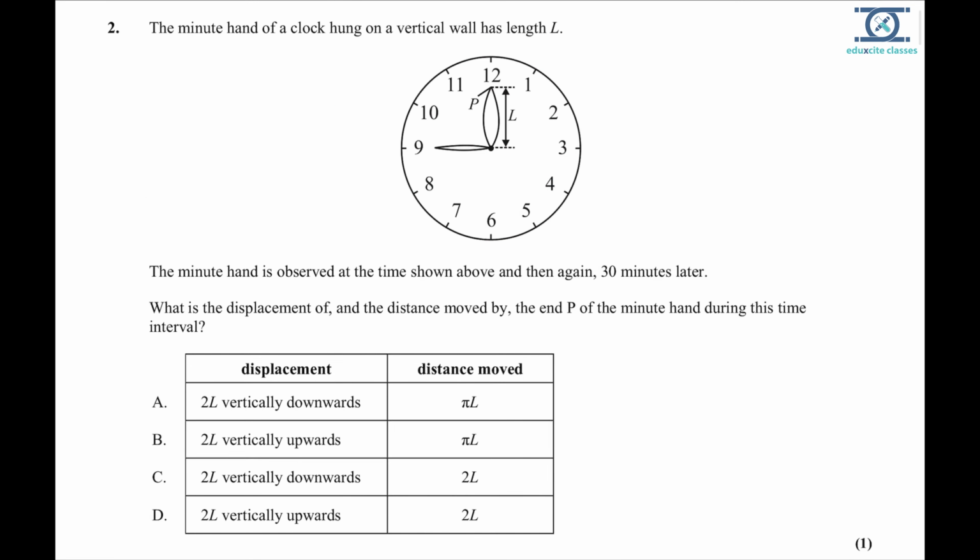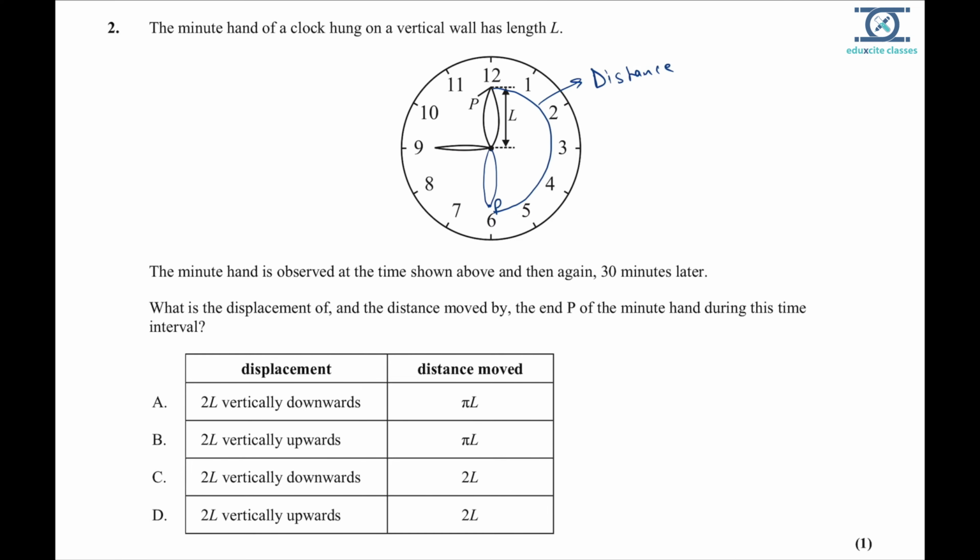Now question number 2, the minute hand of a clock hung on a vertical wall has a length L. Now this is a length L and this is the minute hand. This is the point P. So we have to find out the displacement and the distance moved by the end P of the minute hand during the 30 minutes. So we know that after 30 minutes this will be at this position. Okay, so the point P, how much has traveled? The point P has traveled like this, which is forming a semicircle. So this will be the path traveled by the point P, which is the distance.